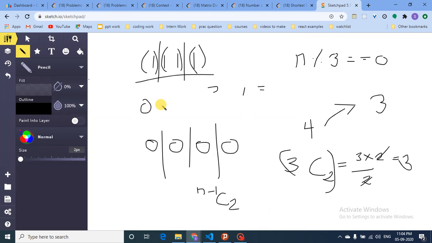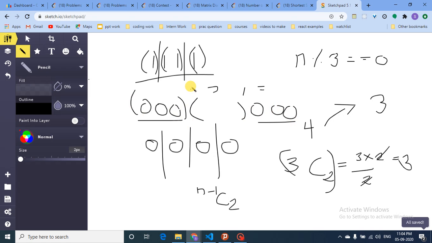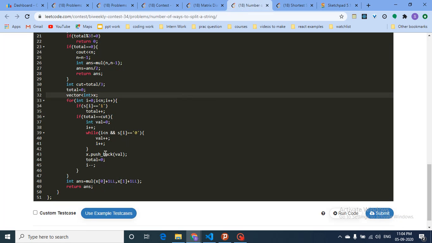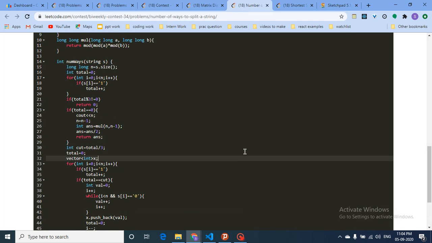Now there are some zeros, then there is some section again, and there are some zeros. So there will always be some amount of zeros here. So the answer is: take this number of zeros plus 1, take the number of these zeros plus 1, and multiply both of these values. So that's what I've done: take the first value in this vector and the second value in this vector, add 1 to them and multiply them, and this is the answer. So that's the logic for the second question. I hope you understand that.